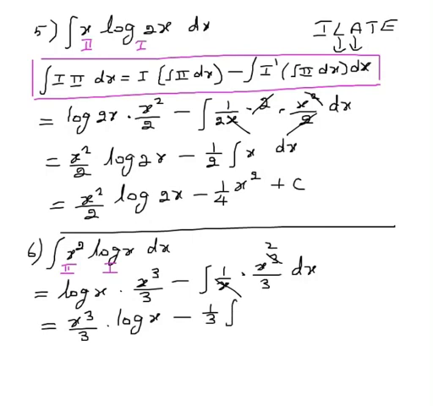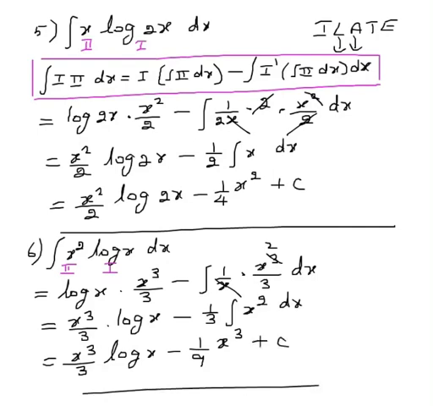Let us take it outside the integral. We have integral x square dx. X cube divided by 3 times log x minus integral of x square is x cube divided by 3. Already 3 is there in the denominator, so it becomes 1 by 9 and plus c.